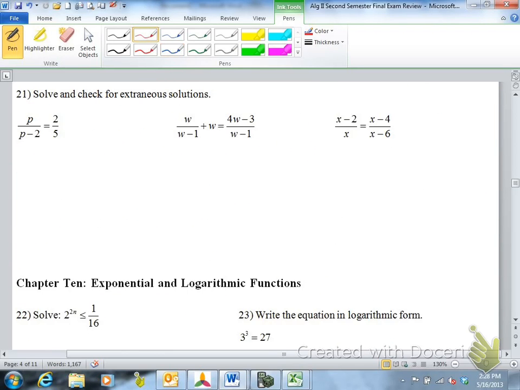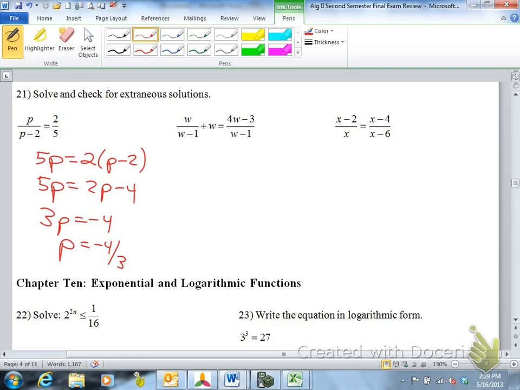Solve and check. On the first one, we can cross multiply. We have 5p equals 2p minus 4. So 3p equals negative 4. P equals negative 4/3. Notice the directions.